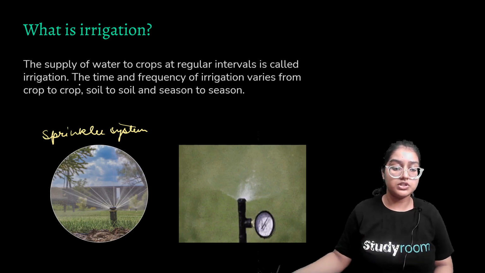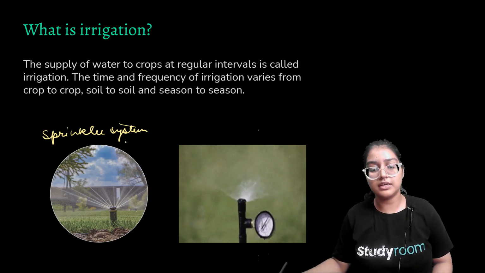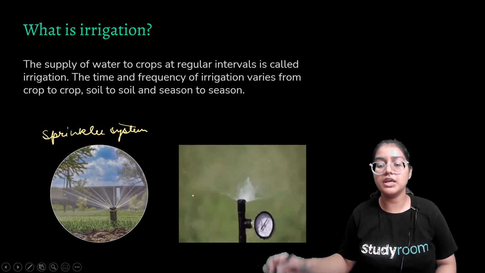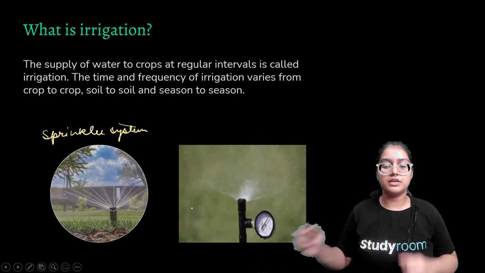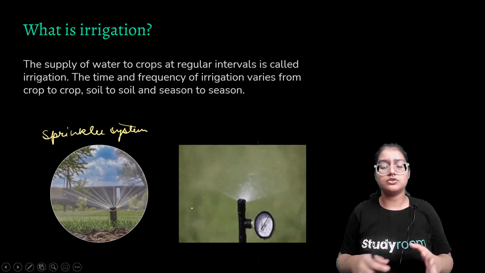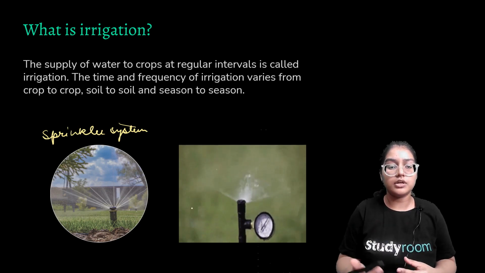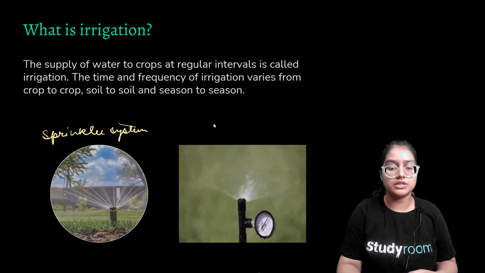So in the first picture here you can see this is a sprinkler system. We'll be talking about the sprinkler system. This is also a sprinkler system in the upcoming slide. You can see water sprinkles like this. It goes in all the directions. So it is a very important part of the irrigation process.